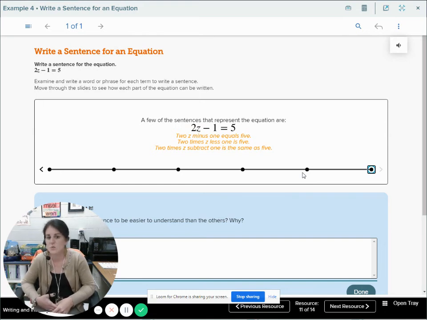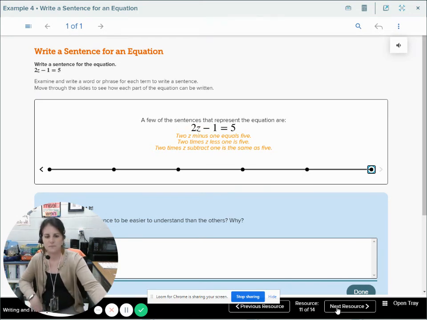2 times z less 1 is 5. 2 times z subtract 1 is the same as 5. Any of these are possibilities.